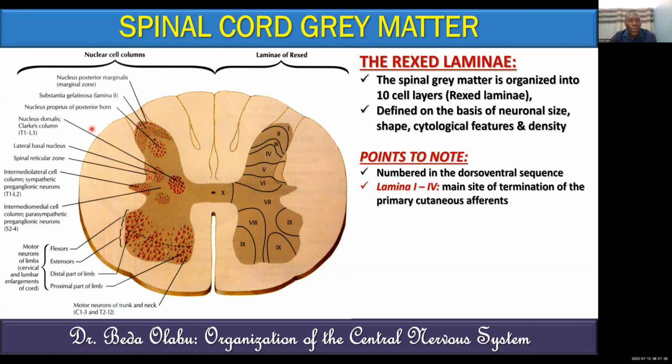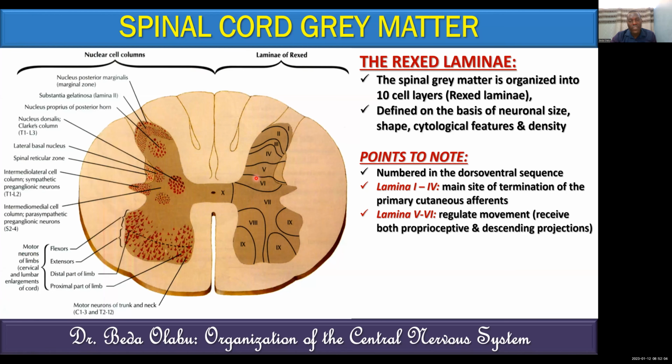Lamina 3 and 4 constitute what we call the nucleus proprius of the posterior horn. Generally speaking, lamina 1 to 4 is a point of termination of the primary sensory nerves. Then we have lamina 5 and lamina 6. They represent the base of the dorsal horn.